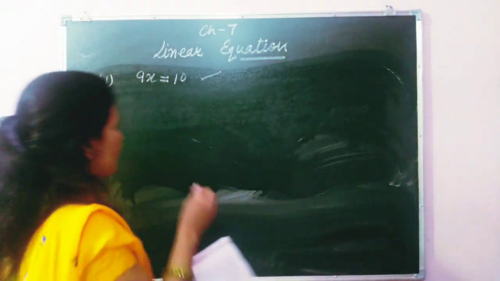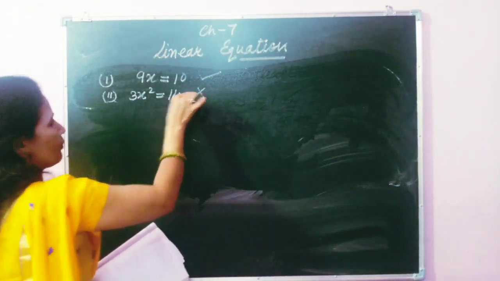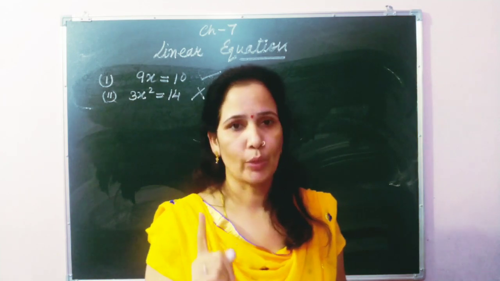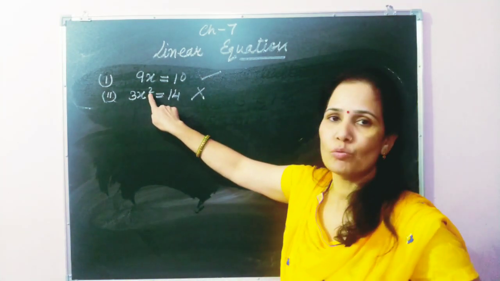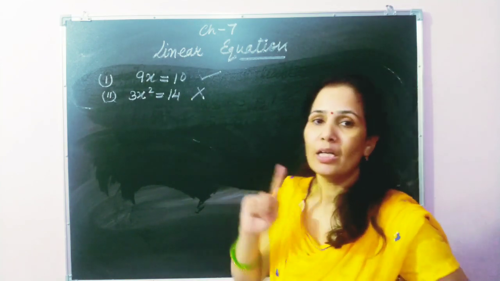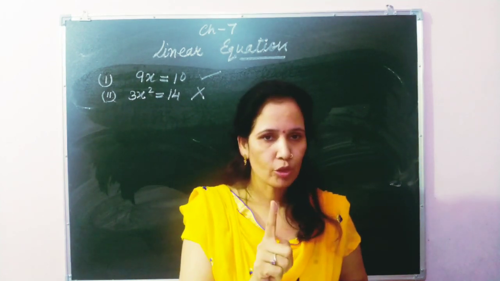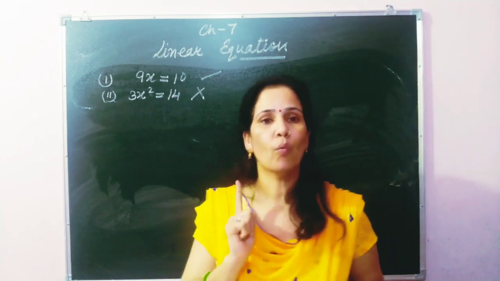Now the second part, they have given 3x square equals 14. This is not a linear equation, because in one variable the degree of the equation should be 1 only, but here the degree of the equation is 2. The power is 2, so this is not a linear equation. For a linear equation, one variable should be there. Second thing, the degree of the variable is only 1.